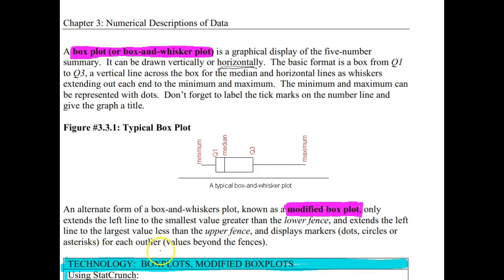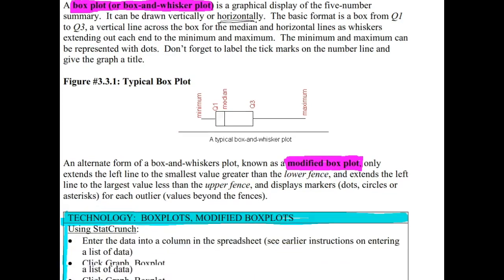So any of the values that go beyond the fences are given a particular symbol so that we can identify it. So it's a modified box plot. It's a box plot that's been modified to clearly designate outliers to us.